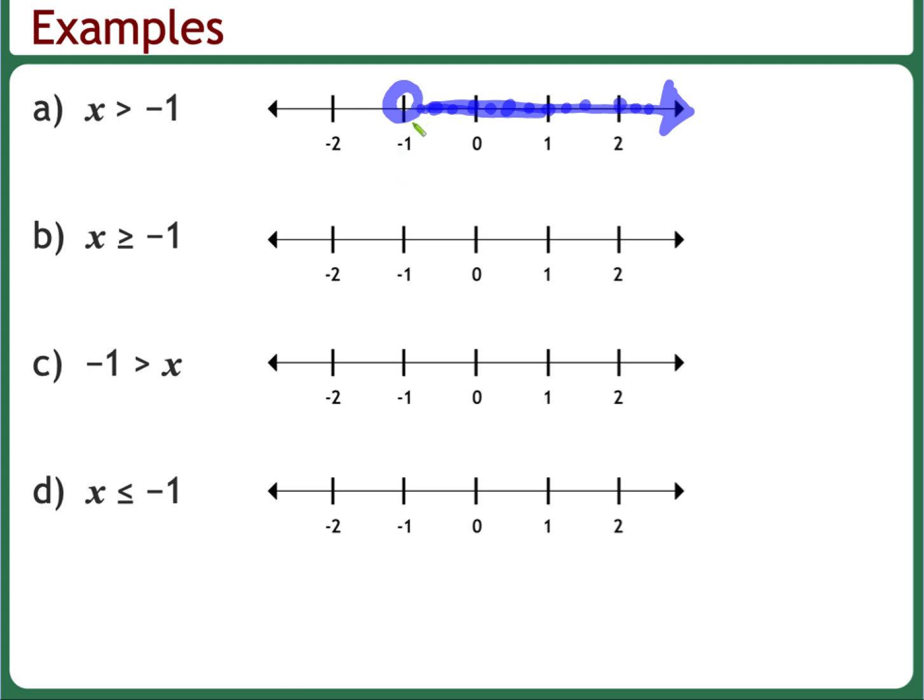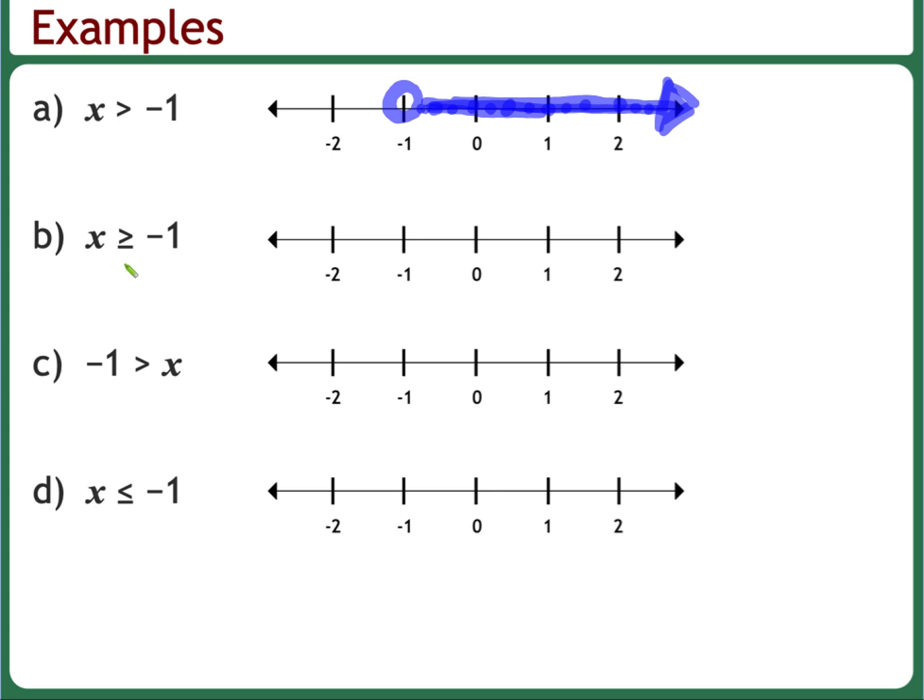That tells whoever's looking at this graph that we're looking for all values that are greater than -1 but not equal to -1. And again, we can shade those to get all the values. Remember to shade the arrow as well.